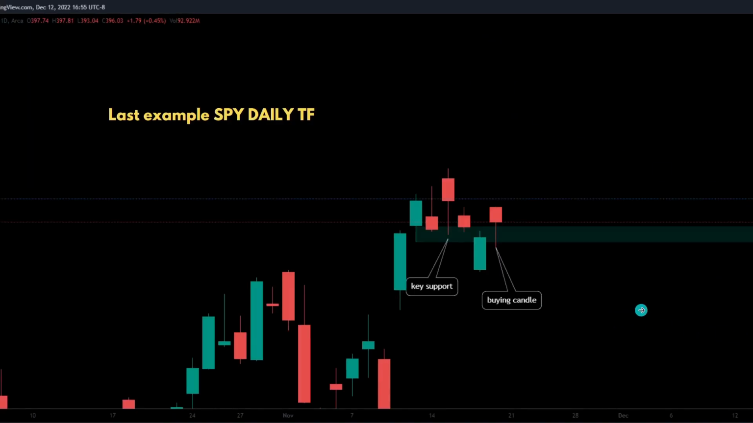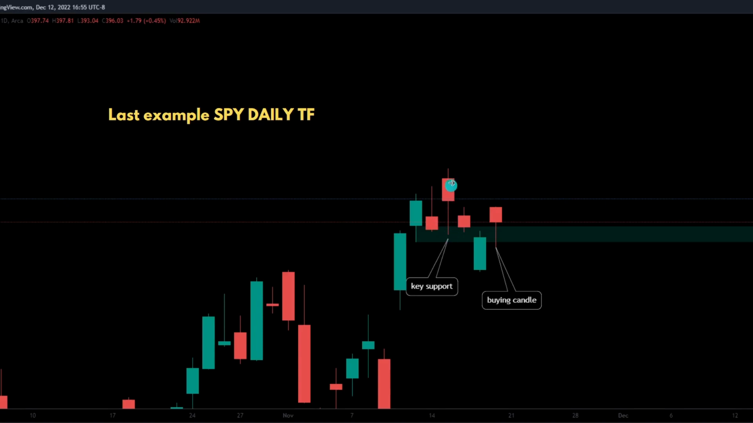Alright, last example. We have the SPY daily time frame. It's kind of tricky to spot a PKC with stocks because of the gaps in price, so you pretty much have to look at it candle by candle and dive into it. So we just mark up the key support here, mark up the green, price pushed up, sold off.